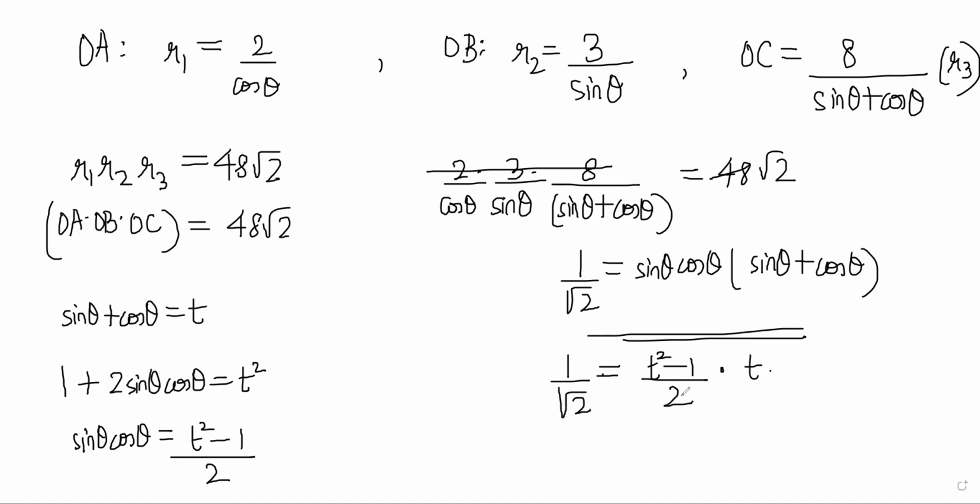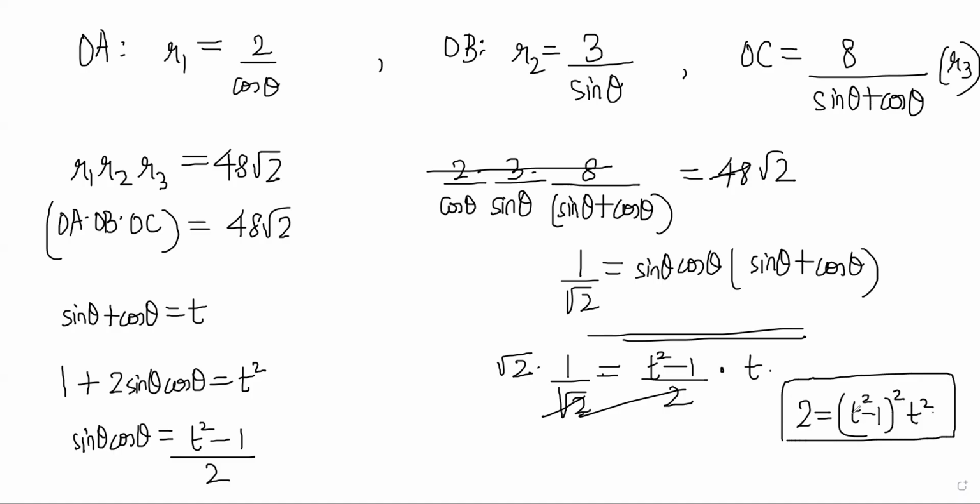And now what we will do is cancel this, and this becomes a root 2 here. We'll square it, and we get the equation 2 is equal to (t square minus 1) whole square into t square, right? You can try to simplify it and solve it, but you can see obviously from here, t is equal to root 2 is the solution. If you do t is equal to root 2 or t square is equal to 2, you'll get 2 and 2 minus 1 whole square. So that is same, right?